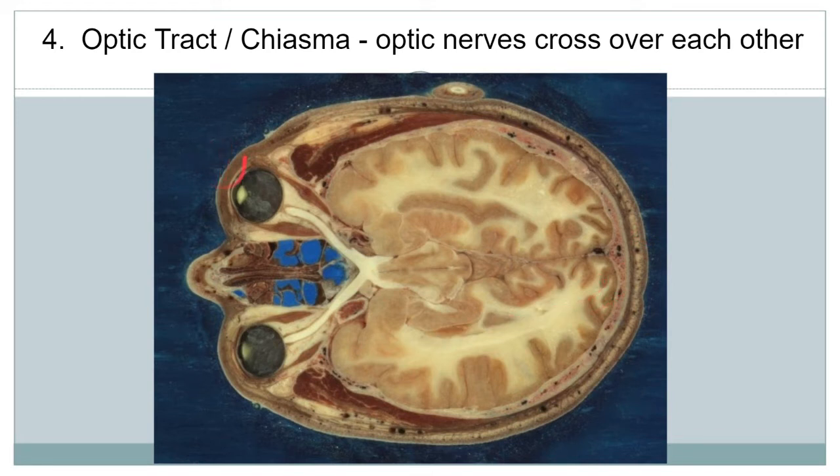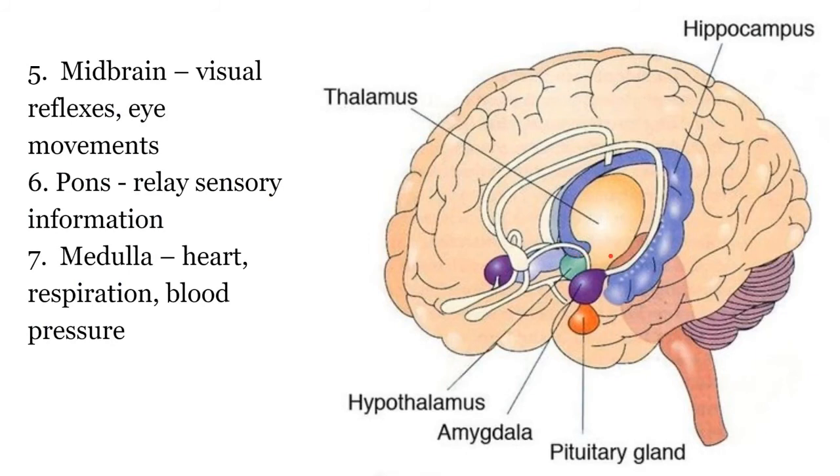So when it uses the information that it's seeing to put together the picture of the world, it takes it and kind of combines all of it together back here. Your midbrain is responsible for your visual reflexes and eye movements. The pons is going to be sensory information, and then the medulla is your heart, respiration, and blood pressure, the things that you really don't control.